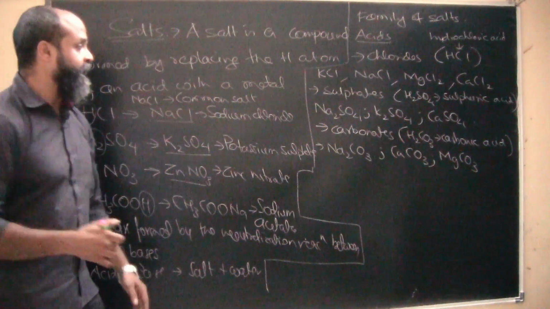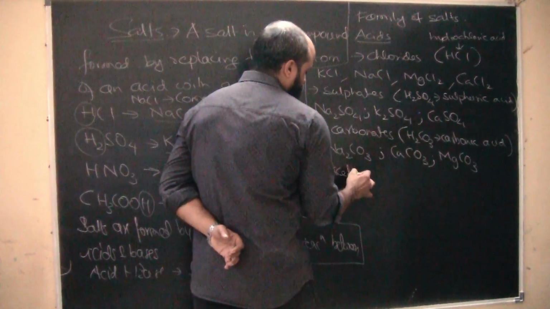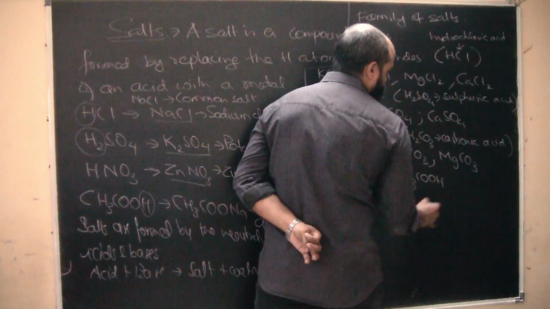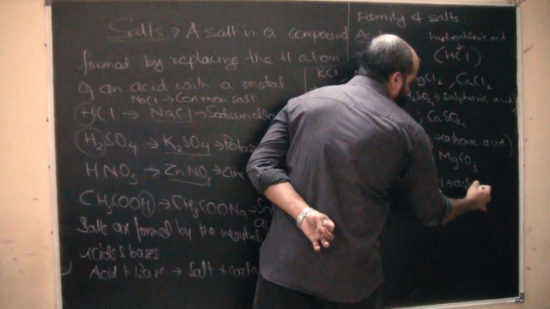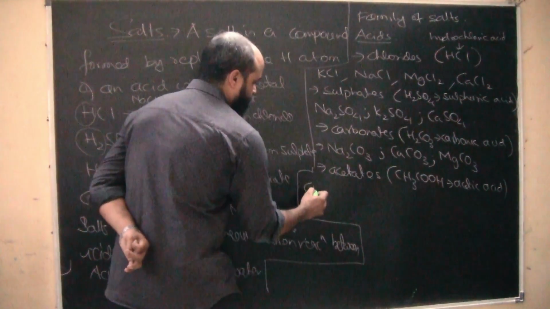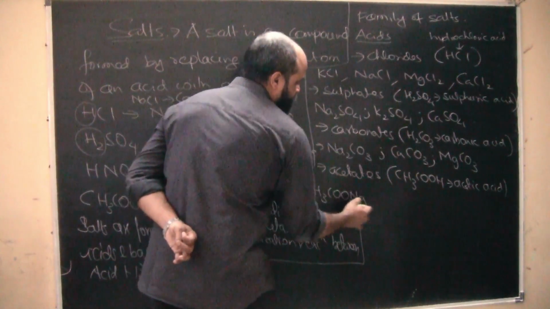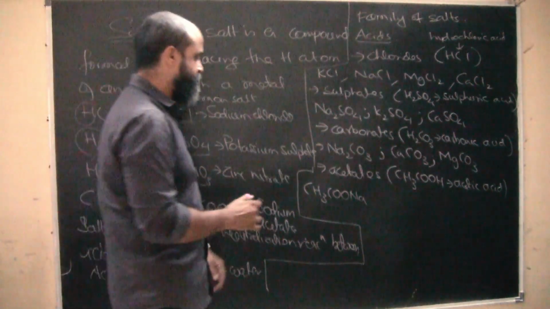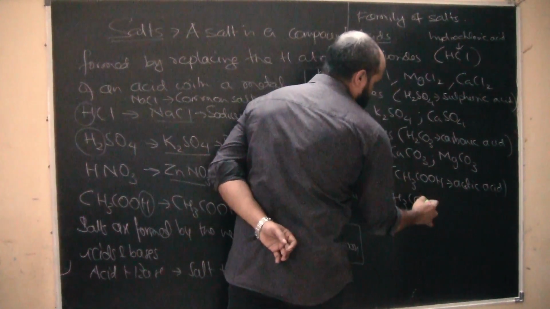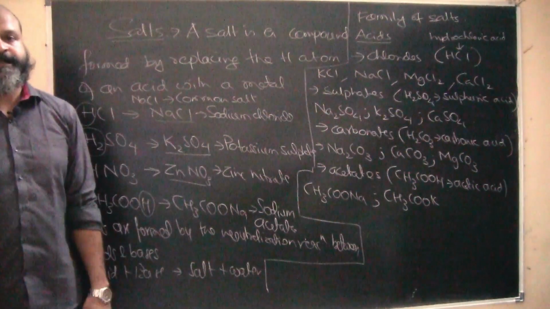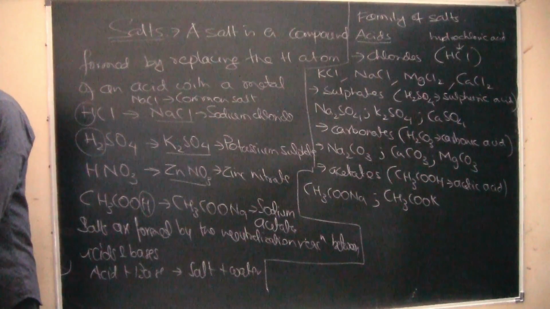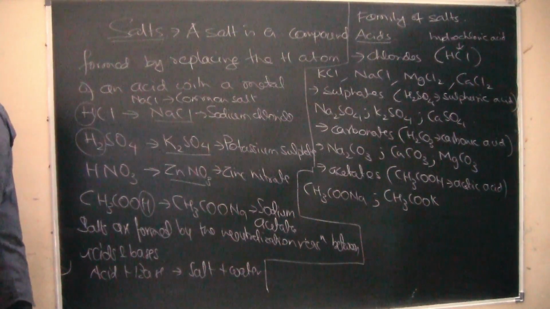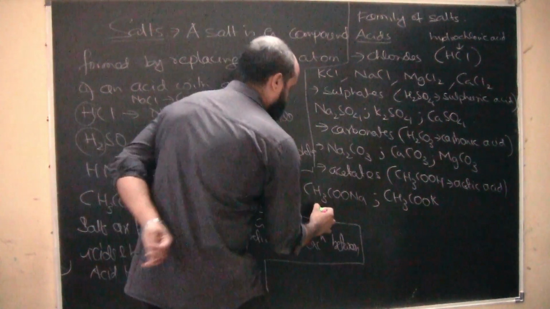Then we have acetates, which are formed by one of the weak acids, that is CH3COOH, acetic acid. What are these acetates? For example, we have CH3COONa, that's basically sodium acetate, formed by reacting sodium hydroxide with acetic acid. Then we have potassium acetate. So these are basically some salts and their families.